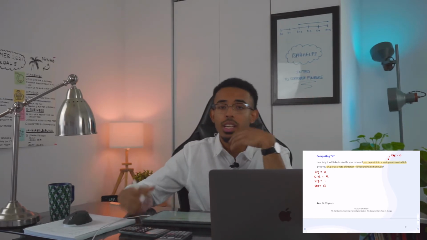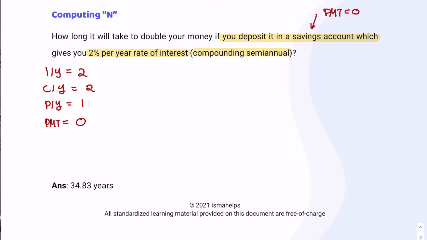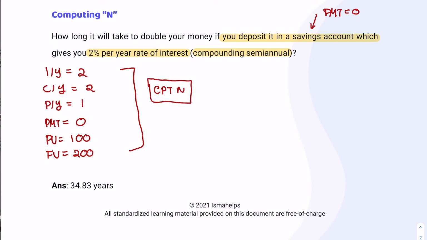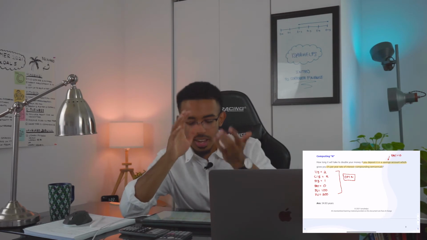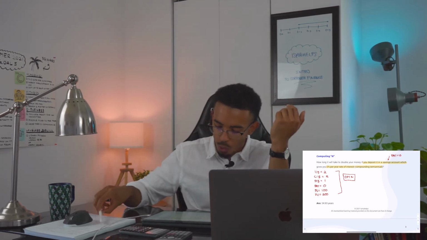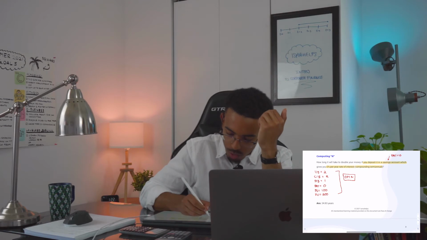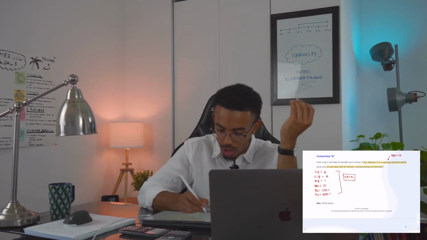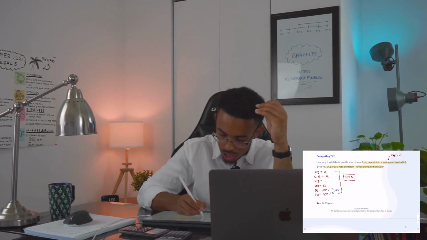So for the sake of the demonstration, we're going to place our present value as 100, and we're going to set our future value as 200. You don't need to worry about the signs too much in this case. You just want to be able to compute for n because we're seeking time. At the end of it all, we said, how long will it take for you to double your money? We have our present value of $100 and our future value of $200. Of course, that's a 2 times multiplier.